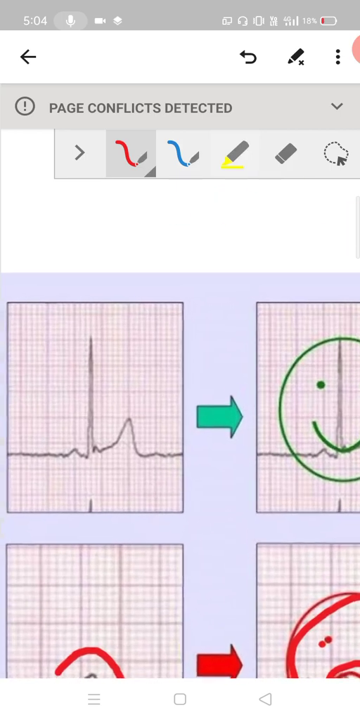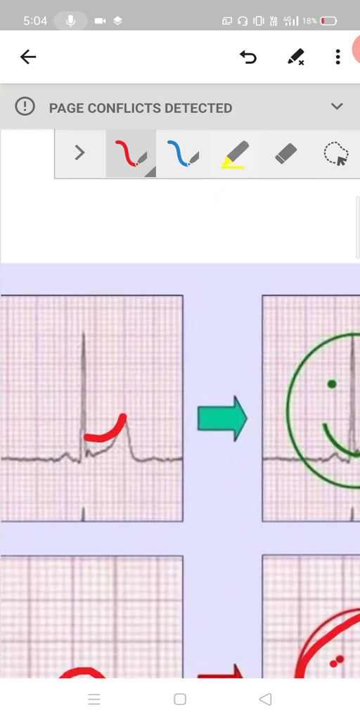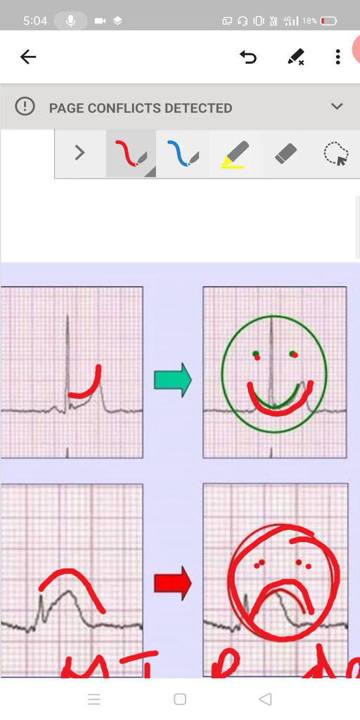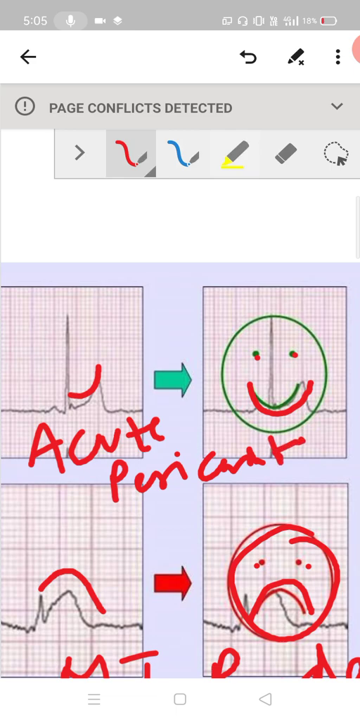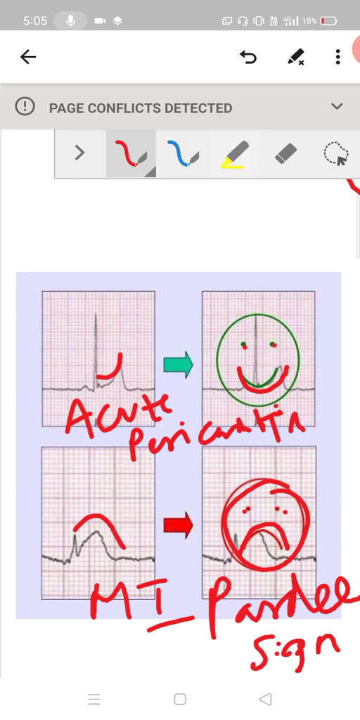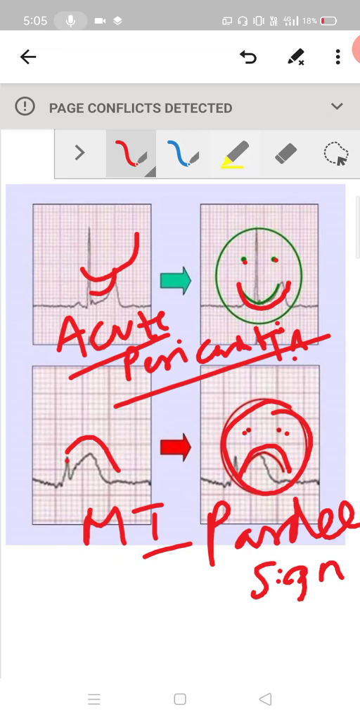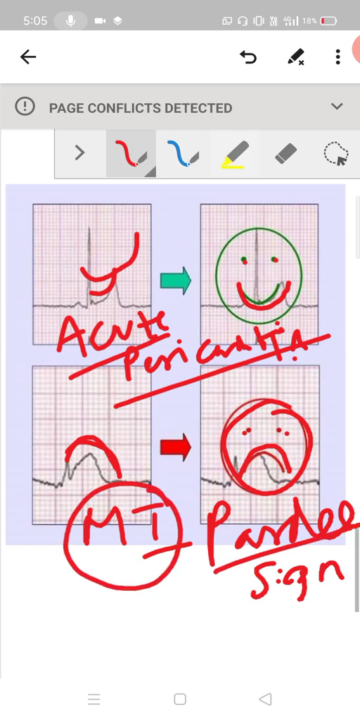To compare this with this ST elevation, you see this is concave upwards, smiling. So this patient smiled because he did not get MI. He got acute pericarditis, which is less mortal compared to MI. So remember guys, if there is concave upwards, think about this smiley. This is acute pericarditis, which will be seen in all ECG leads. But this party sign is convex upwards. This one is seen in myocardial infarction, the party sign.